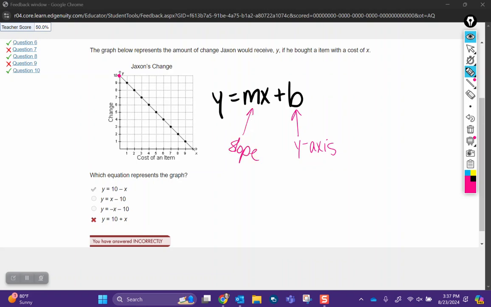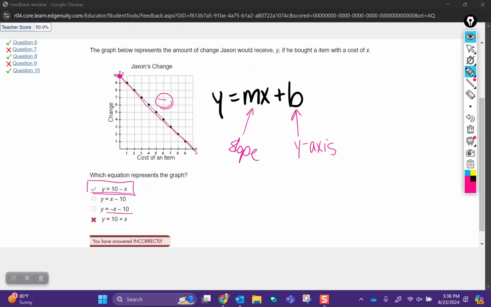You'll get into other lessons later that are a little more detailed about this, but we look at what's happening here, and this slope is negative. It's going downhill as we move from left to right, so it's a negative slope. So we need a negative x. This one has a negative x, and so does this one. But we need a positive 10 because it crosses at the positive 10. So 10 minus x is how we would get that answer.